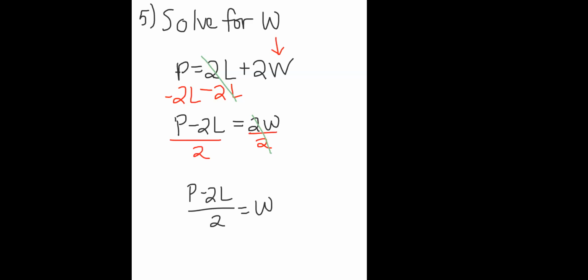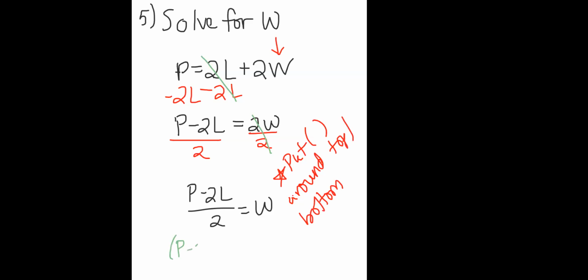Now, I want to make a little note here. This is kind of a test-taking strategy. You need to put parentheses around the top and bottom in order for the computer to grade it correctly. So the way that you would write that is (P minus 2L) divided by 2. That's how you would enter it on the computer if that were your answer.